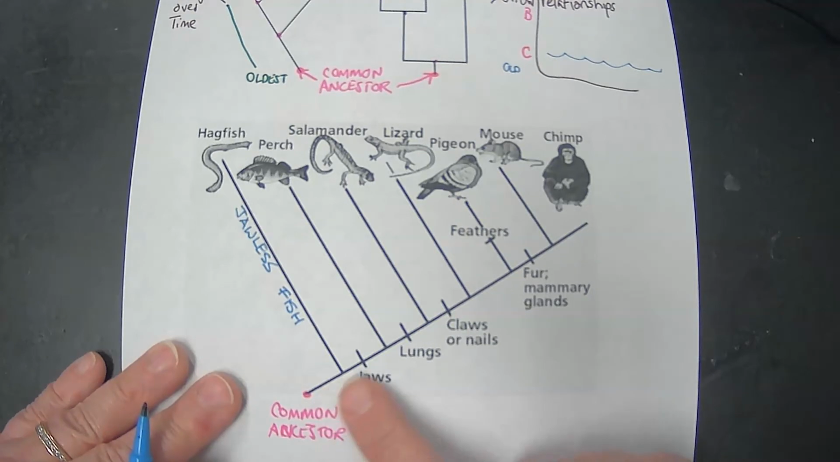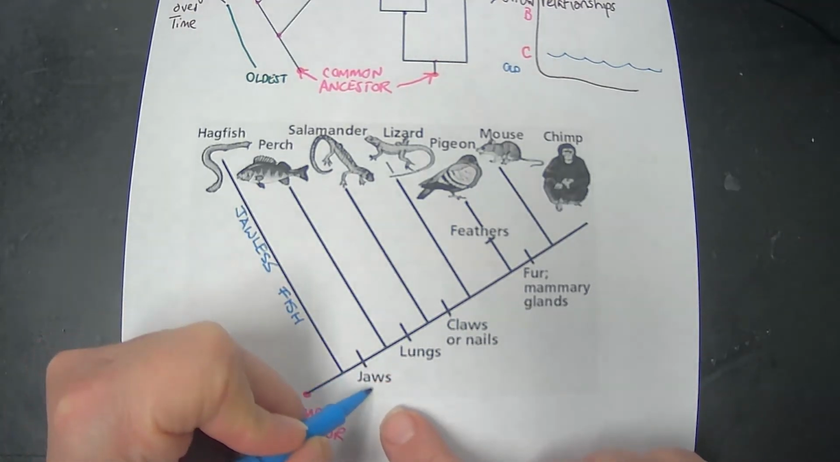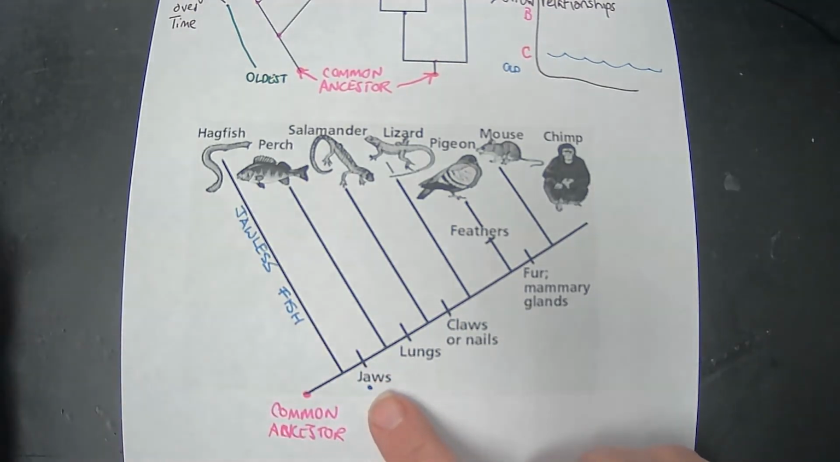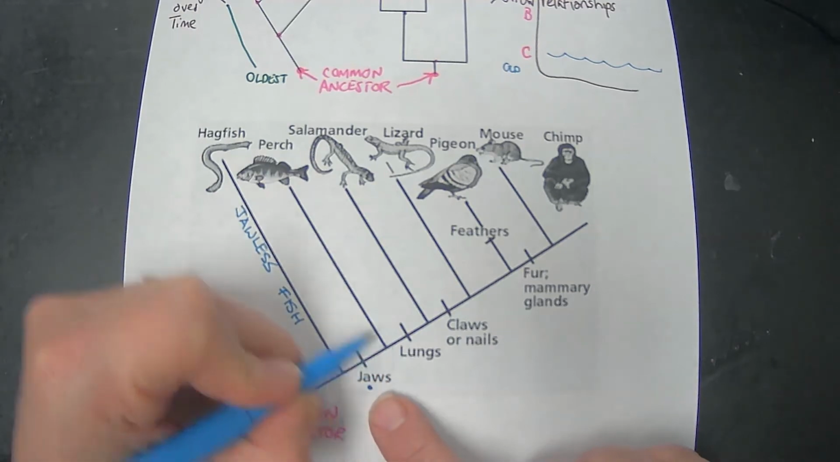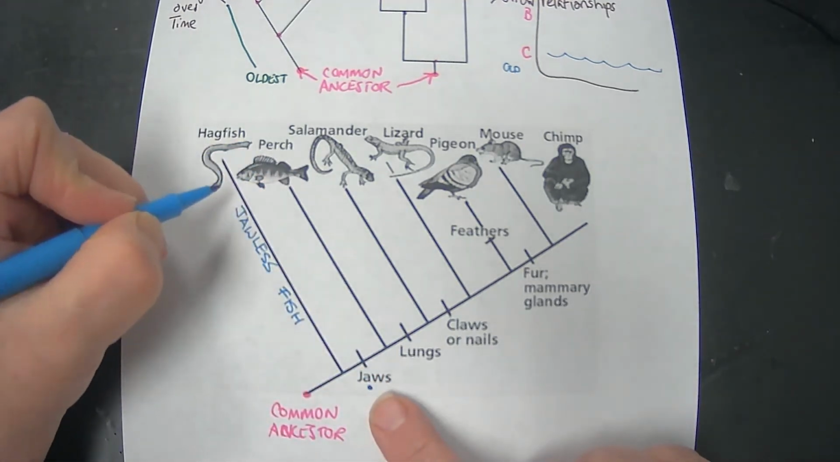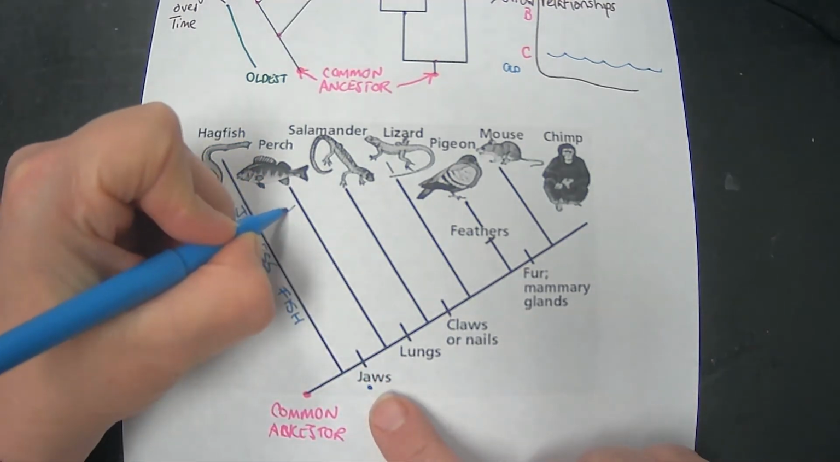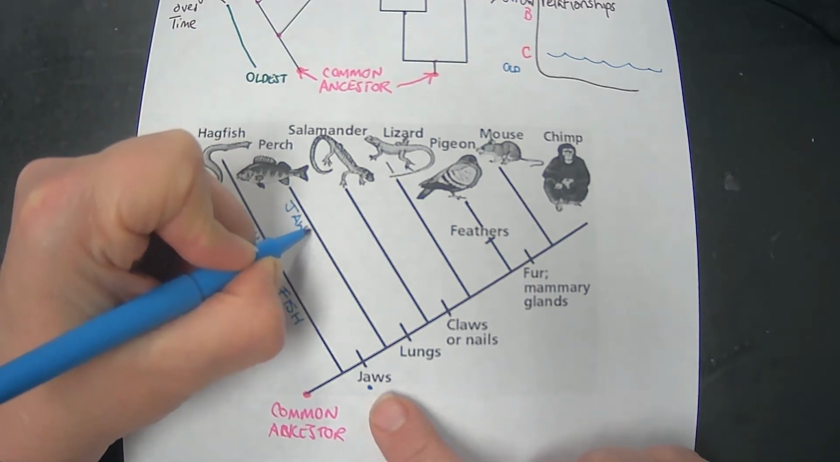And then you'll see along here, we have a little milestone because jaws developed. And that gives rise to the type of fish like perch, like what we know about.